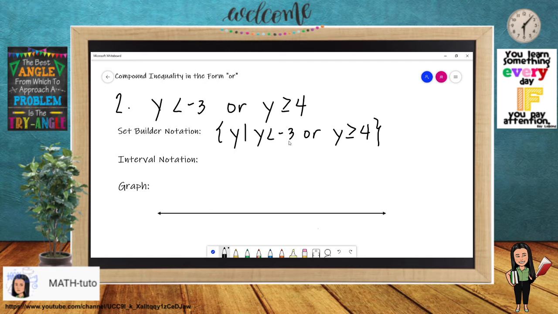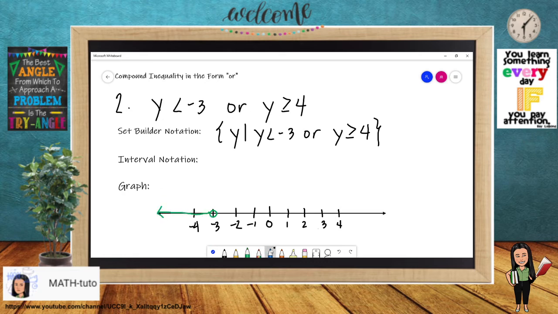So, that we can see negative 3 and 4. Let's start. Here we put 0 in the middle: 0, negative 1, negative 2, negative 3, negative 4, and then 1, 2, 3, and then 4. Okay? So, the first inequality statement, y is less than negative 3, not shaded, and then we draw to the left because it is less than.